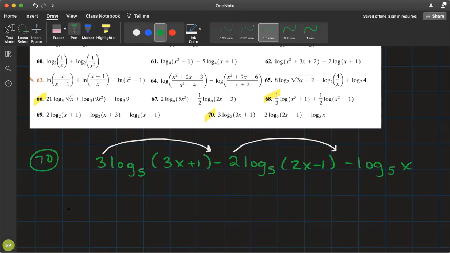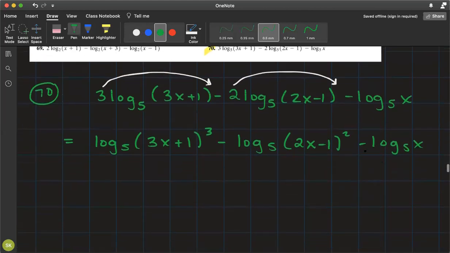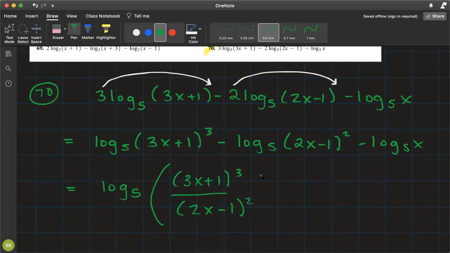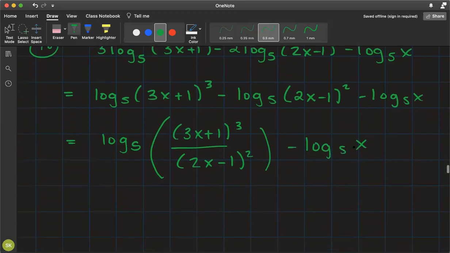Okay, so we'll get that this is equal to log base 5 of (3x plus 1) cubed minus log base 5 of (2x minus 1) squared minus log base 5 of x. Now from there, I'm going to start from left to right. I'm going to combine these two first, and then I'm going to combine it with this one. So this is equal to log base 5. I have a subtraction that becomes division inside the log. And then the last step is to divide by x, this whole thing.